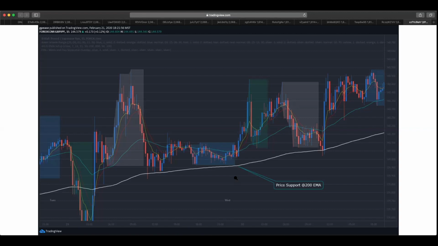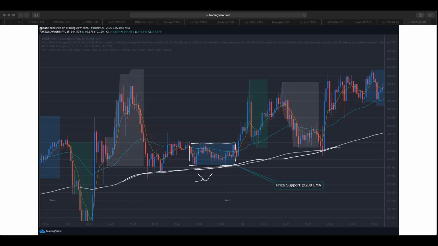Doesn't pin here, right? It's not pinning to the 200, right? It's right above it. A couple different things. This being the Asian box, you can say it's basically support. The 200 is acting as support, right? Okay. So this is acting as support here.